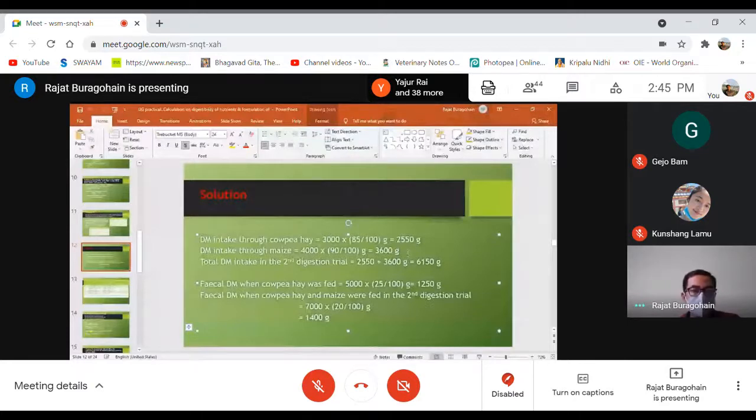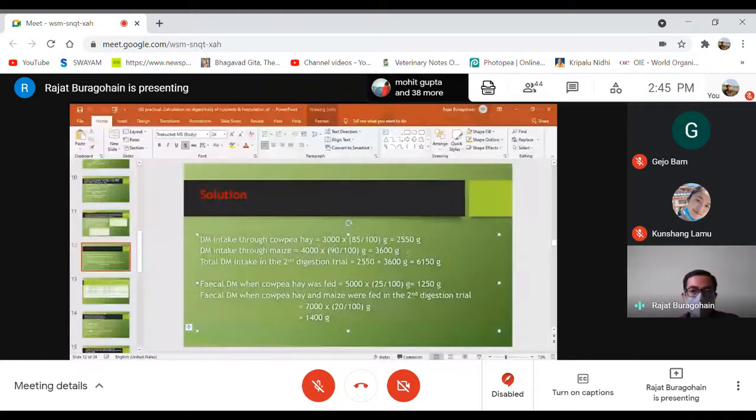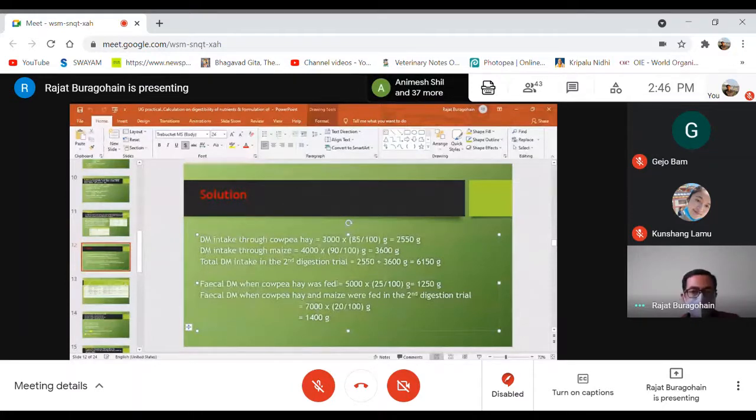Okay. Now, fecal dry matter. Fecal dry matter voided when cowpea hay was fed in the first digestion trial. How much feces was voided? 5 kg, that is 5000 gram, it will be 1250 gram. And fecal dry matter when cowpea hay and maize were fed in the second digestion trial, it will be 1400 because 7 kg feces was voided in the second digestion trial. In the first digestion trial, 5 kg feces was voided, and in the second digestion trial, 7 kg feces was voided. But in the first digestion trial, only cowpea hay was fed. In the second digestion trial, both cowpea hay and maize were fed to the goat.